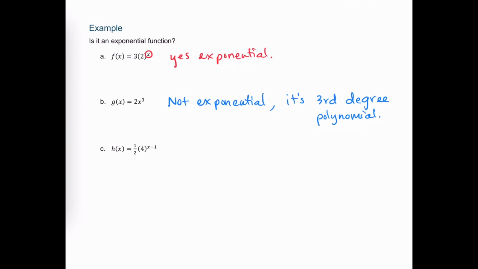In our last example, we see that the growth factor is positive. It's not equal to 1. And our multiplier on the front here is not equal to 0. We do have our variable x occurring in the exponent position. And so here again in part C, this one is yes, exponential.